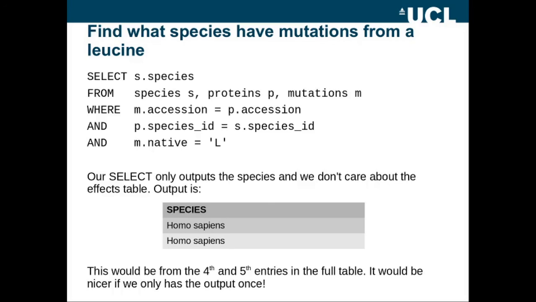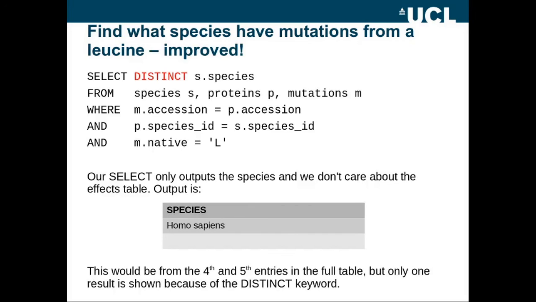However, it would be nicer if we only had the output once. We don't really want to see lots of occurrences of Homo sapiens. What we can do to have that effect is exactly what we did before, but put in this extra keyword distinct. Select distinct species, so that will only output each species once, and the output is exactly what we want.